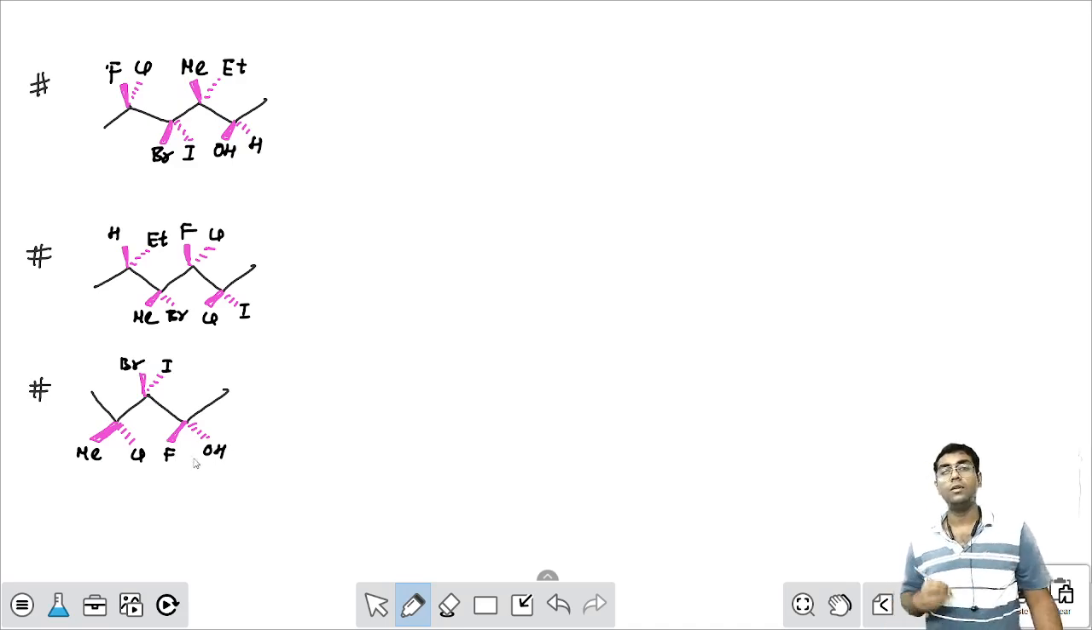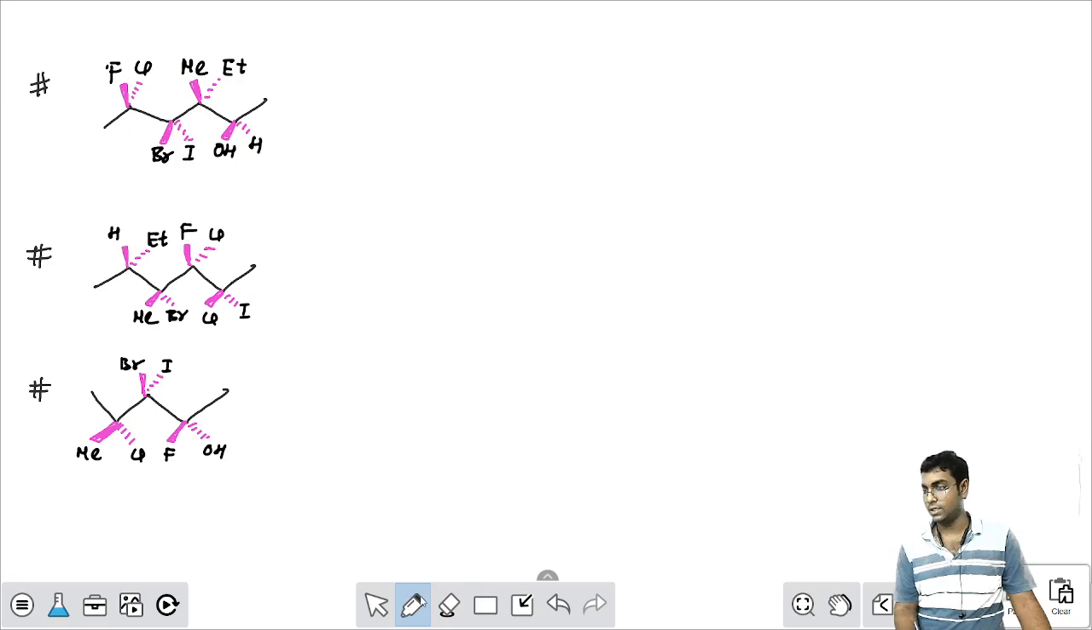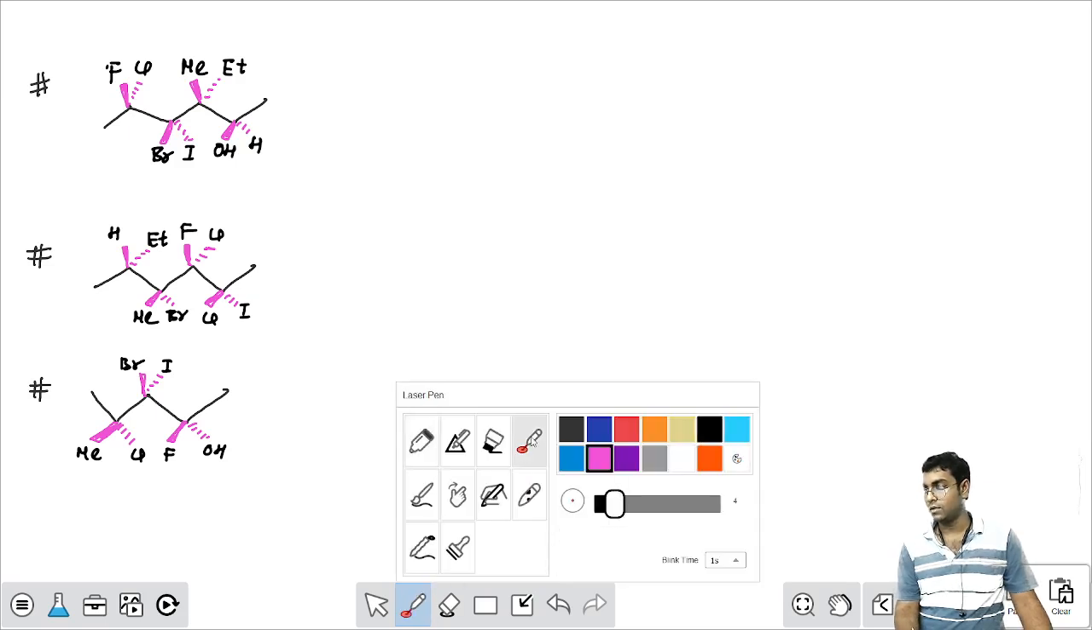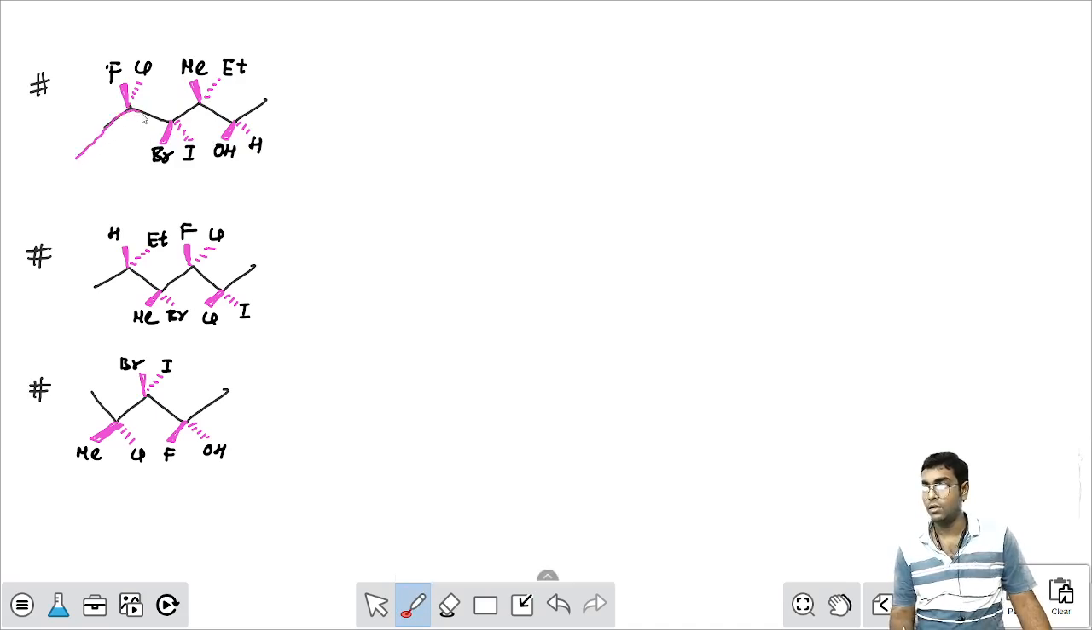Okay, so now let's convert it to the Fisher projection in the same way. So let's fix our direction first. We are just seeing the molecule in this way, from this to this direction, from this to this direction. That means we have to keep this group in the top. Okay, fine.